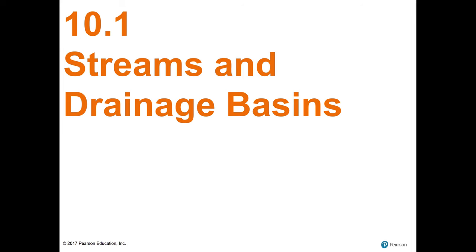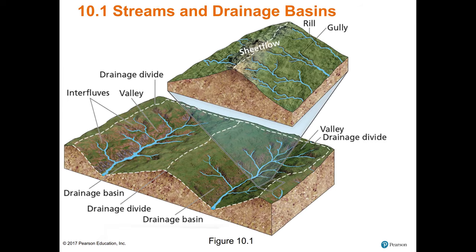So let's get into streams and drainage basins. So the basic unit, like I said, is a drainage basin. And the drainage basin is all the land that if rain falls on it, it's going to flow into whichever river you're talking about. So if this was the Sacramento River, this would be the Sacramento River drainage basin. And all the rain that falls into this area would eventually end up in the Sacramento River.